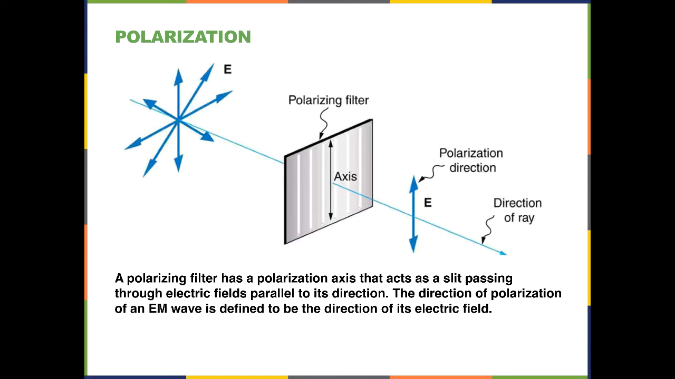Now, if you have a polarizing filter, what you end up doing is you pass this light that has all these different polarizations through a polarizing filter which has slits only in one direction. And you end up with light that has one polarized direction. And this is called polarized light.